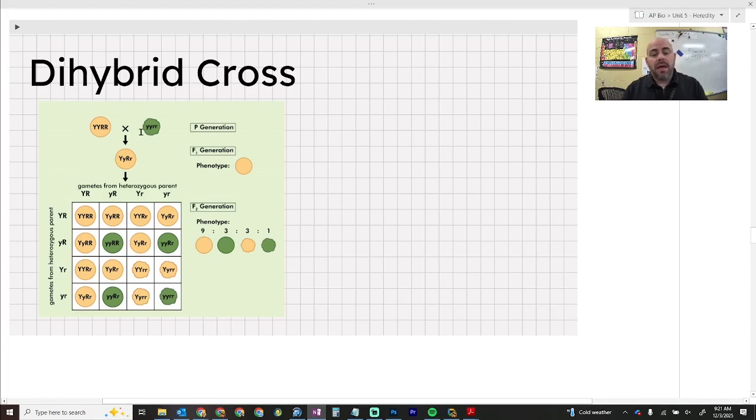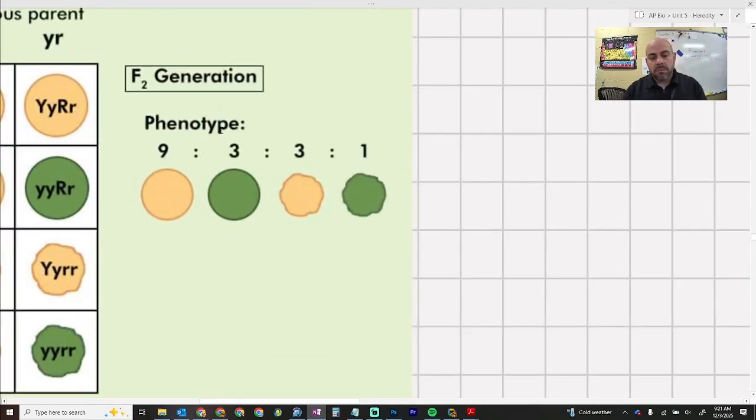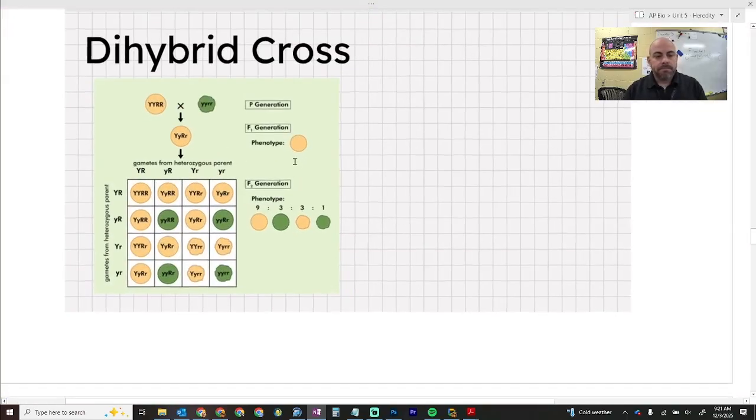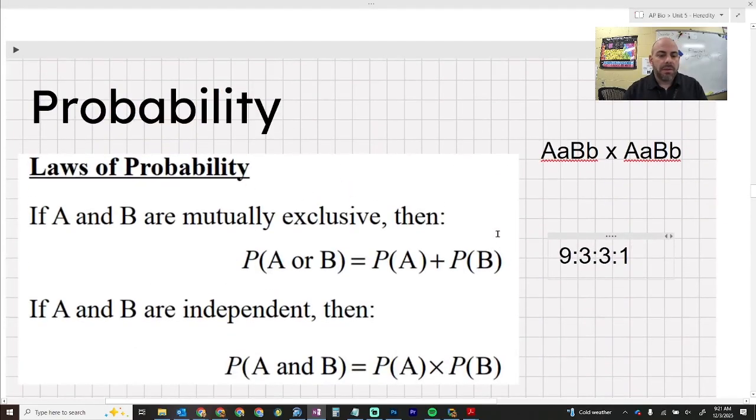And so if yellow and green are one allele and round wrinkled another allele on a separate chromosome, then you can expect that they would independently assort themselves. And you have all these different possibilities with that 9, 3, 3, 1. 9 is both dominant. 3 is dominant round, recessive green, recessive wrinkled, dominant yellow, and both recessive, right? And again, for any one of these, if both of them are heterozygous, you could solve the percentage by just doing the probability math that we did up here.